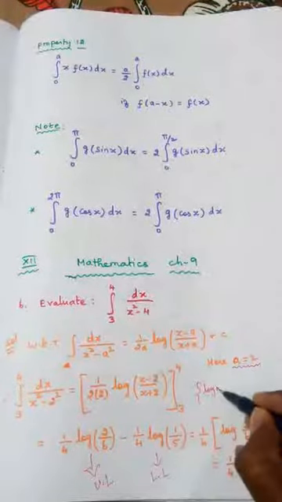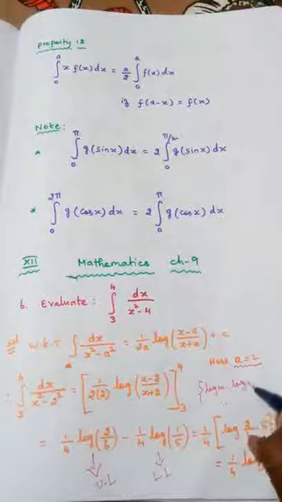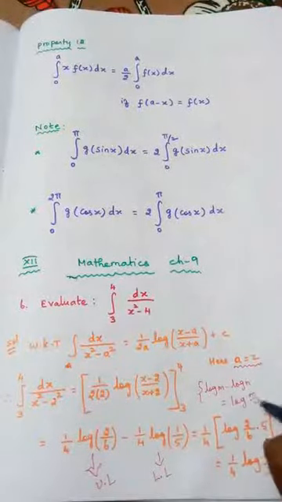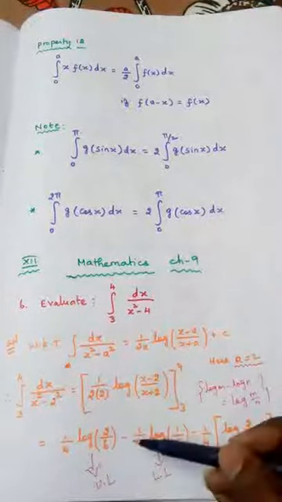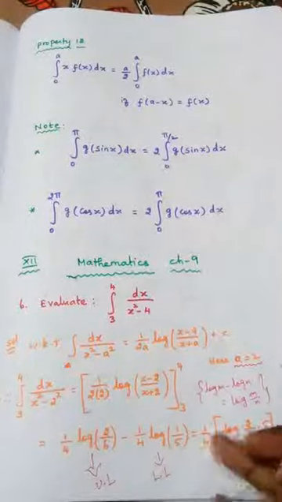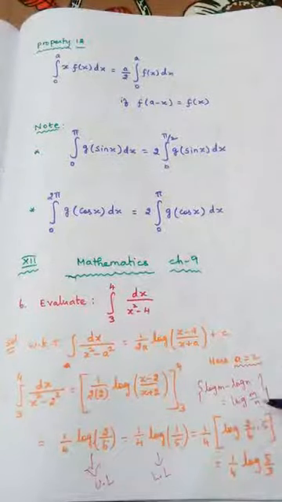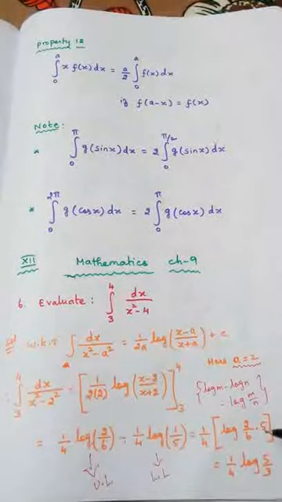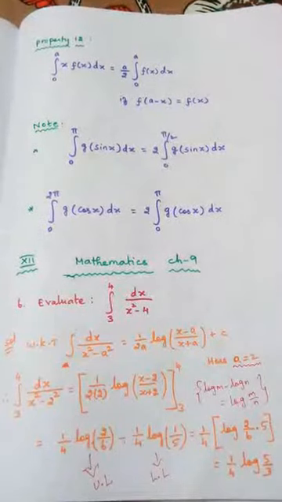Log m minus log n can be written as log m by n. So this is log m, minus this is log n. 1 by 4 is taken outside. So log m by n is by 1 by 5, that is taken to the other side. Sorry, taken to the numerator and written as 5.